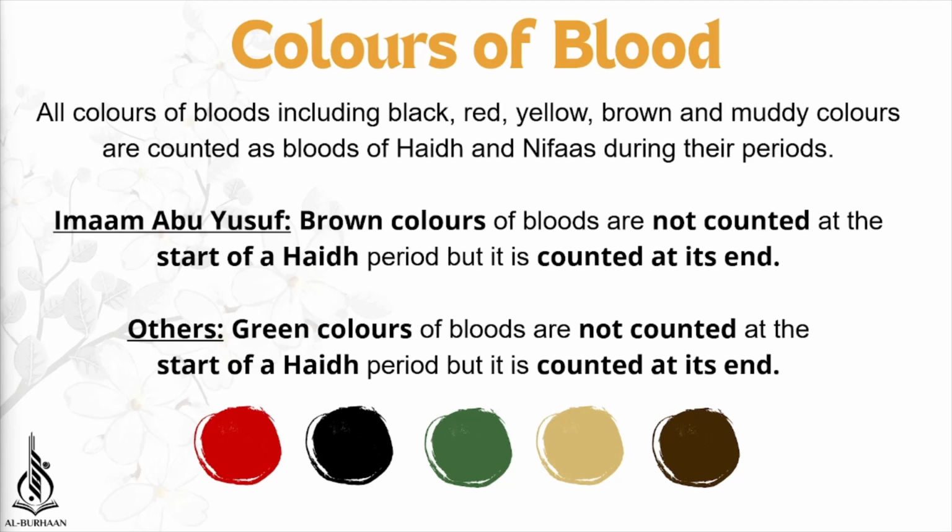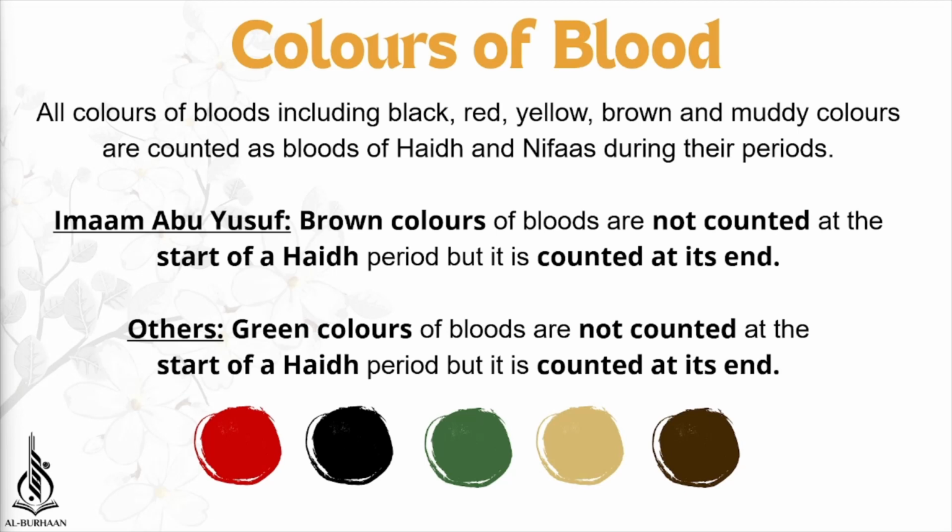The definition of Istihaadhah is blood that flows due to a ruptured vein and not from the womb. So if you look at the two definitions, one is Haidh, one is Nifaas, they both have something in common. It must flow from the womb, and it must exit the inner lips, labia minora.